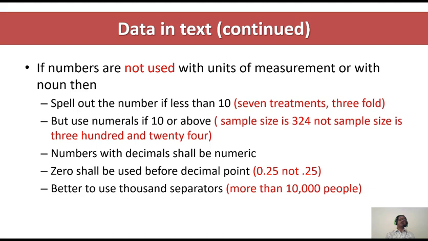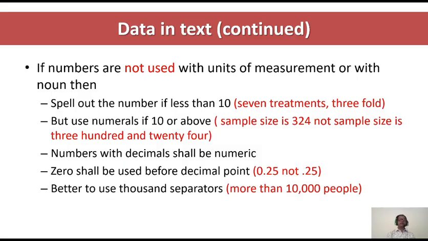If the numbers are not used with units of measurement or with a noun, spell out the number if less than 10. For example, there are no nouns to precede the number. Just you want to tell a number, that the experiment resulted in 10 deaths of amphibians in a particular collection, etc. Then tell it in terms of numbers. If the number is less than 10, then express it in text. For example, seven treatments, threefold, like that. But if it is 10 or more than 10, then express in numbers. Use numerals if it is 10 or above.